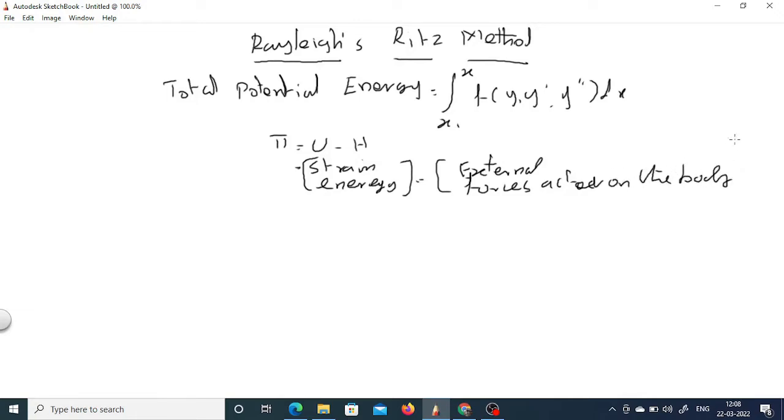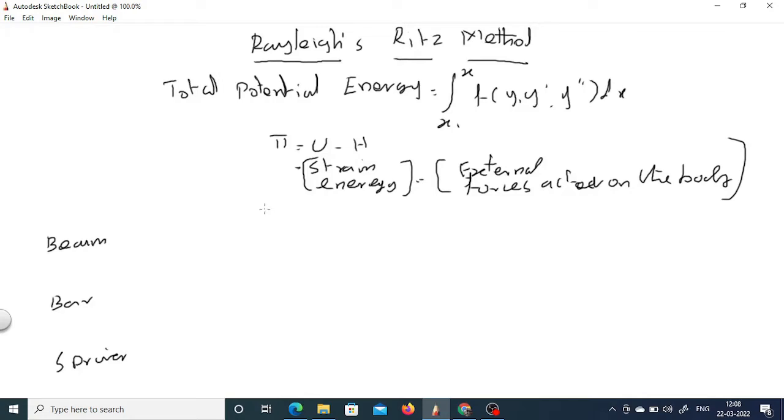After that, how can we solve if the problem is a beam? In the Rayleigh-Ritz method, complex geometries can be solved. So the problem may have a beam or a bar, or it may have a spring. So how can we solve the problem? Yes, we should know the internal energy and the external energy. From this only we can determine the total potential energy.